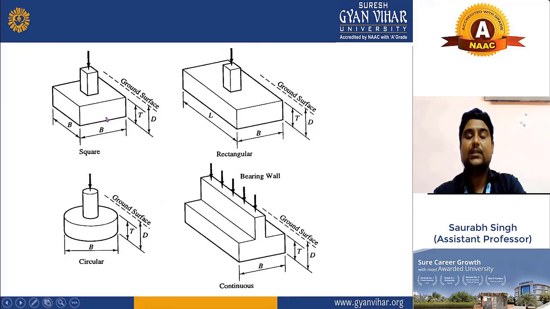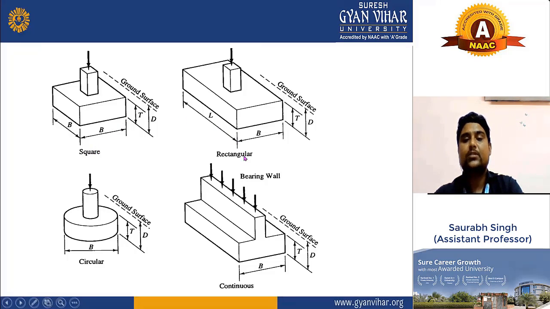One thing you will observe here is the base. If you look at the base, B will always be greater than T. This is also one rule, Terzaghi's rule. You will learn about it in the next slide. But here you will see the base area will always be more than the thickness of the foundation. Here you can see this one is also B and this one is also B, meaning both sides are equal. That's why it is called a square foundation or square footing.